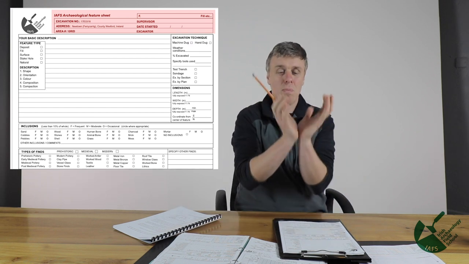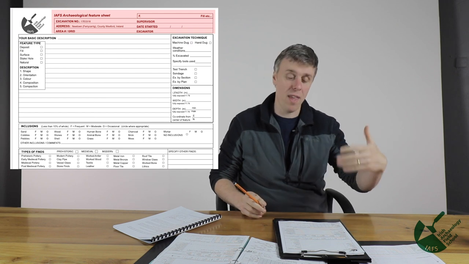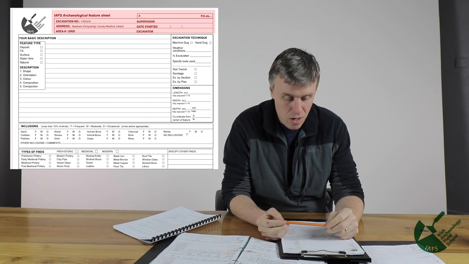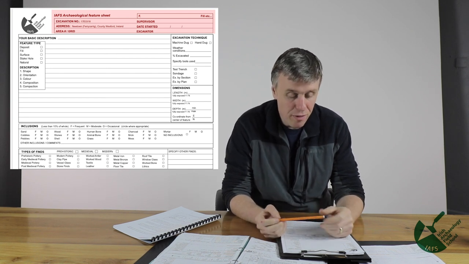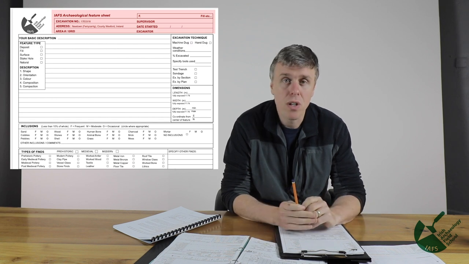So your burial cut might be, our fill might be F101, and the cut then being F102. So they're just sequential numbers that you give out. The excavation number, you'll see directly below that, for our site down here, 17E0318.